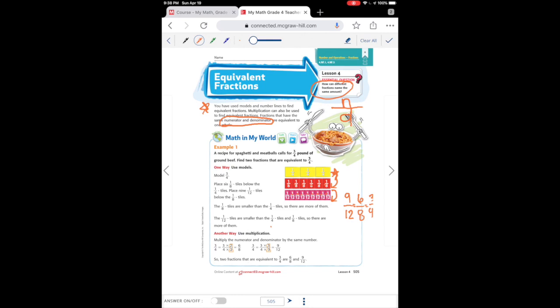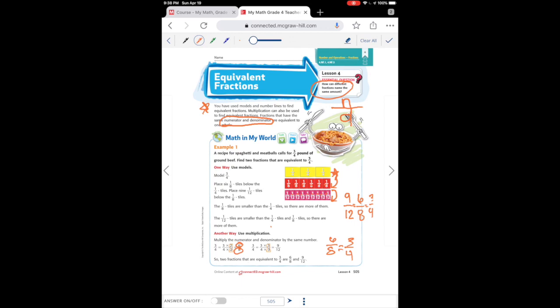3/4 is equal to 3/4 times 2 over 2, which is equal to 1 whole. When you multiply 3 times 2, you get 6. When you multiply 4 times 2, you get 8. So 6/8 is equal to 3/4.